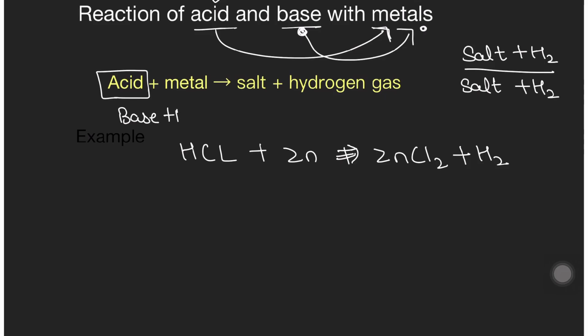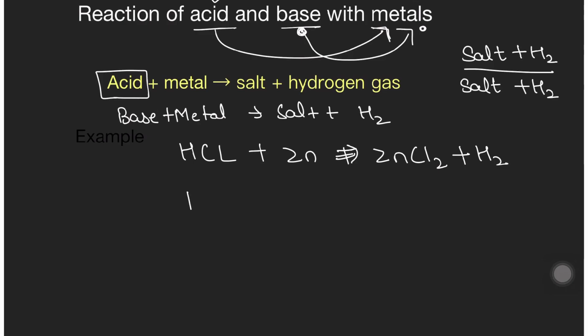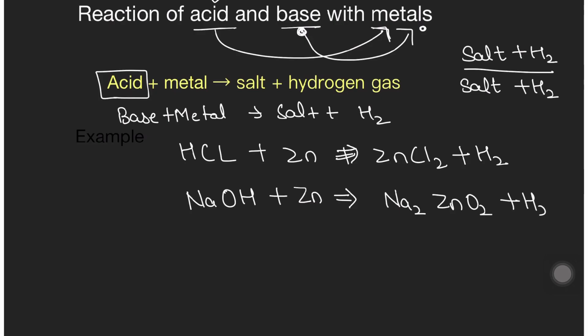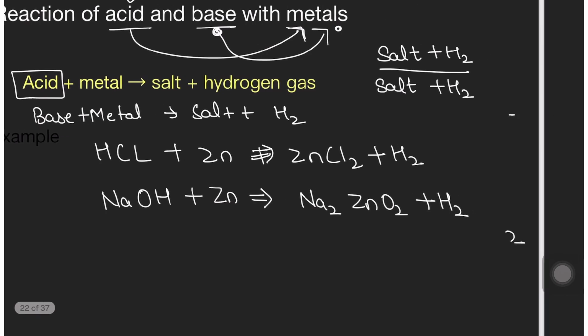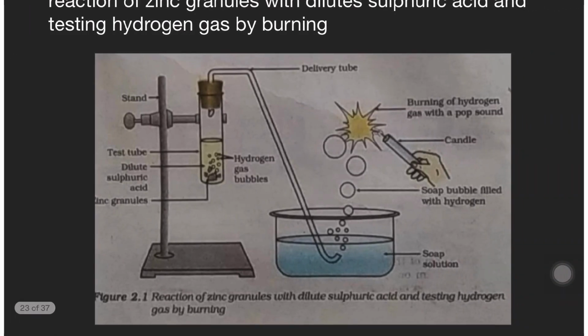Similar to that, if a base instead of an acid reacts with a metal, what will be formed? Salt and hydrogen gas will be formed in this case as well. Now, any base we are taking, let it be sodium hydroxide. When it is reacting with a metal, again we are taking zinc, what will be produced as a product? A salt will be produced, that will be sodium zincate, and hydrogen gas is evolved, right?